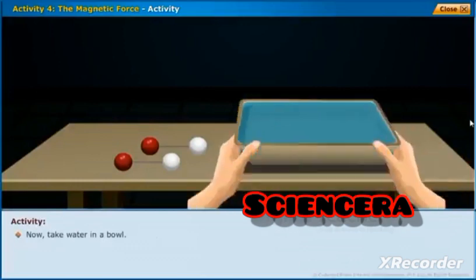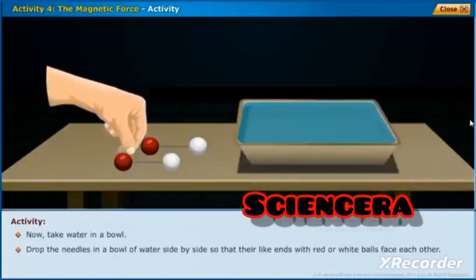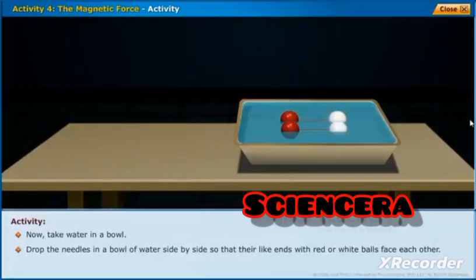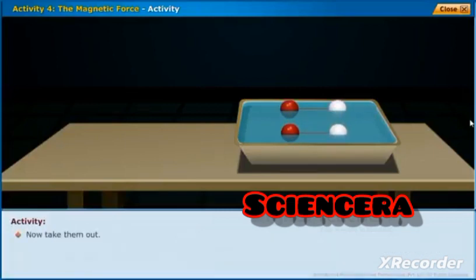Now take water in a bowl. Drop the needles in a bowl of water side by side so that their like ends with red or white balls face each other. Observe the changes. Now take them out.